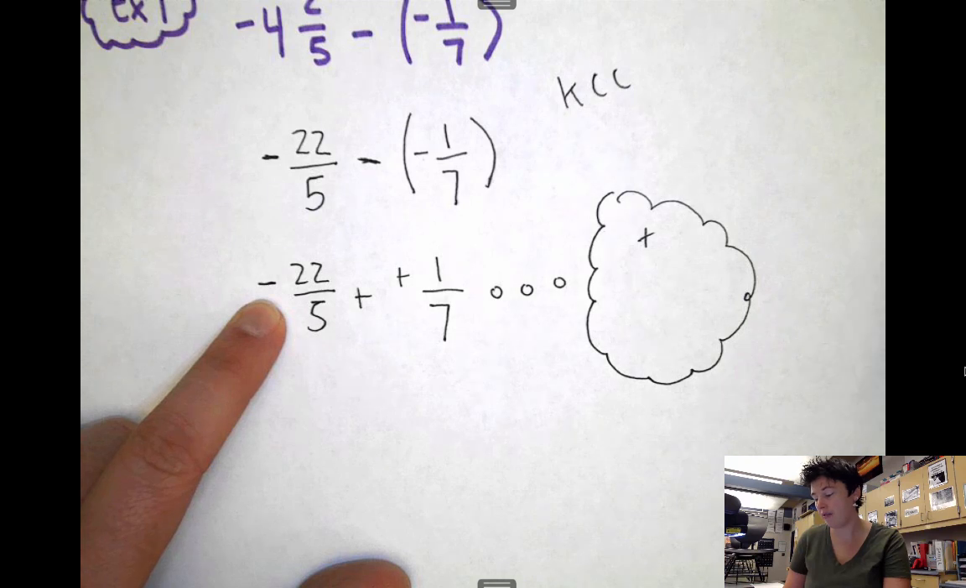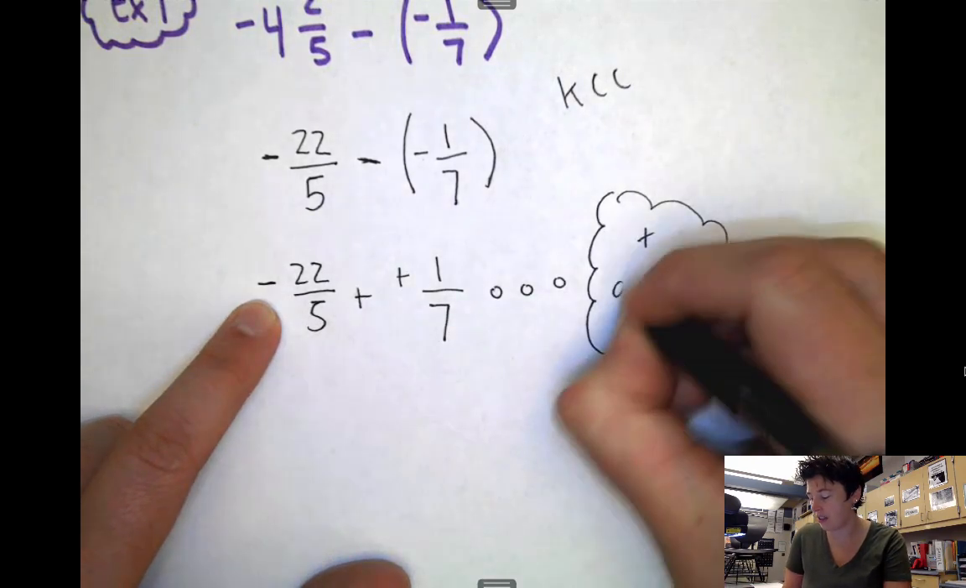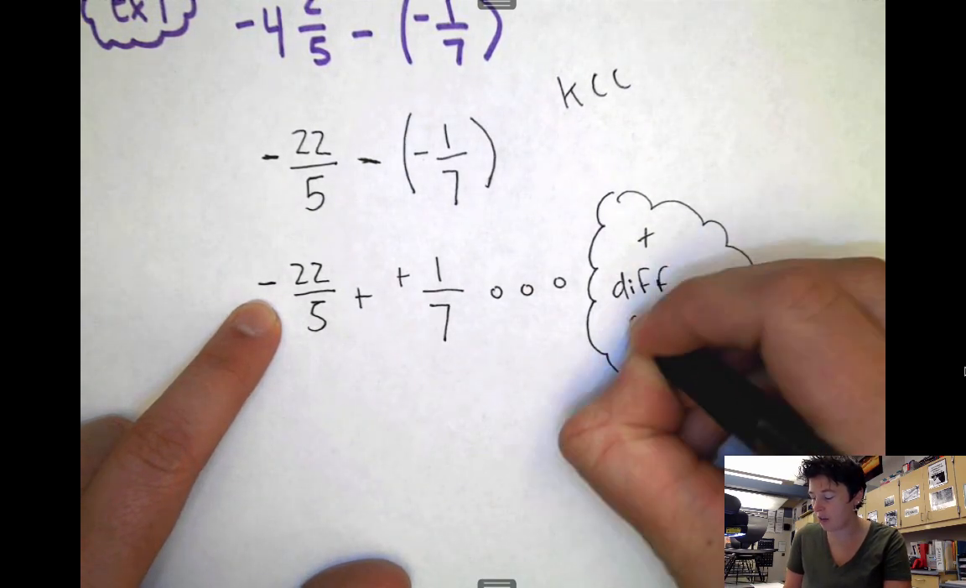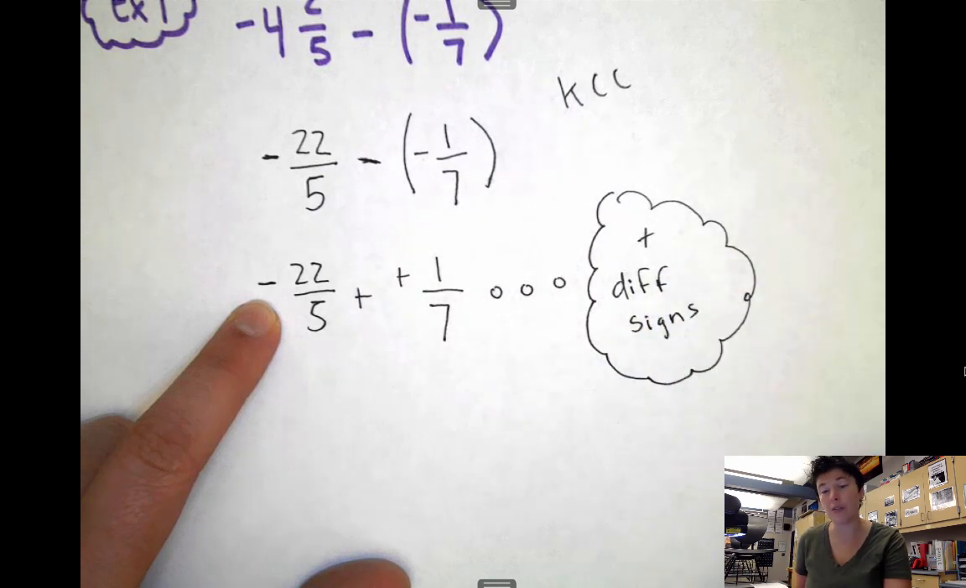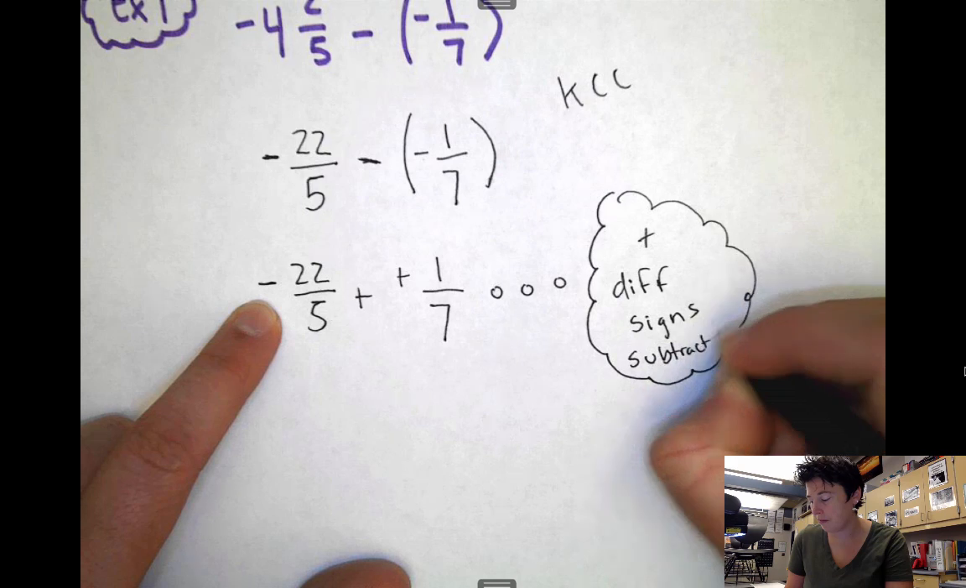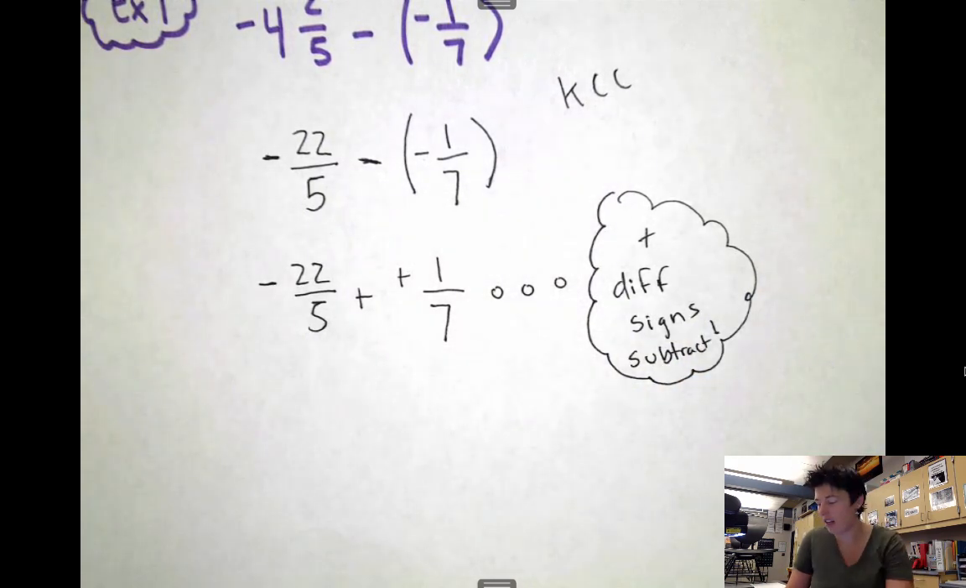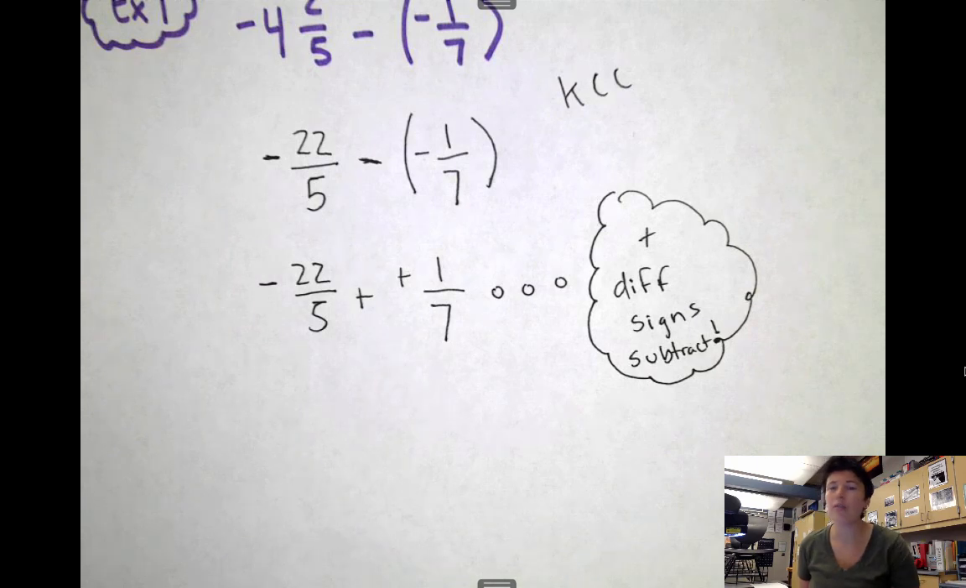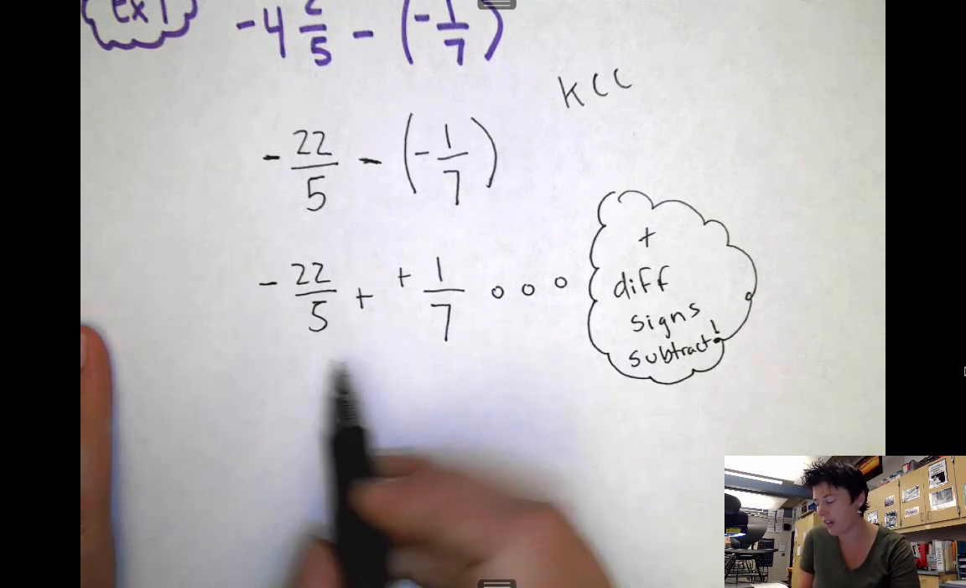So in my thought bubble here, in my mind, I now see that, okay, it's an adding problem. One's negative, one's positive. I see different signs. And I know with different signs, the rule is I need to subtract. So subtract. That's kind of going on in my head, like, okay, I got to remember to subtract. I also know with fractions, I can only work with it if it's a common denominator. And these are not common denominators. 5 and 7 are not.